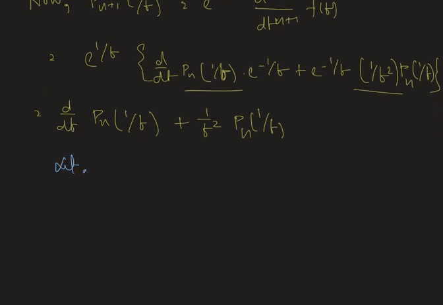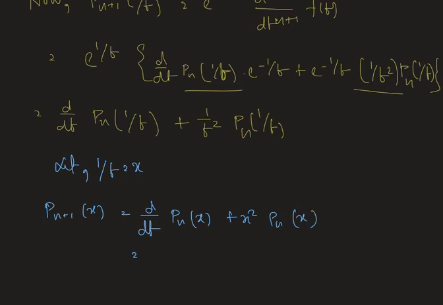Now let 1 by t equal x. Hence we get P(n+1)(x) equals d/dt Pn(x) plus x square Pn(x). Therefore, P(n+1)(x) equals d/dt Pn(x) plus x square Pn(x).